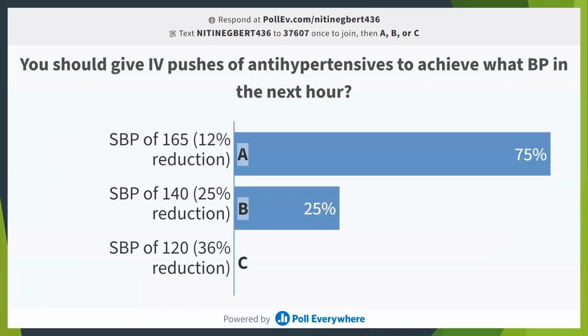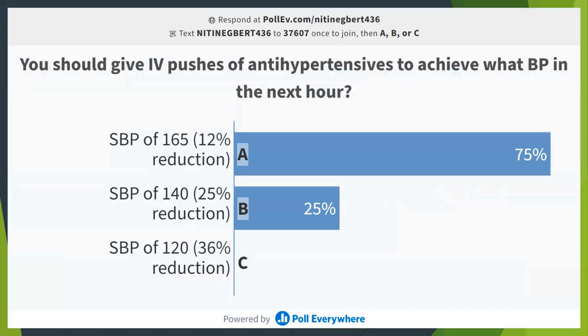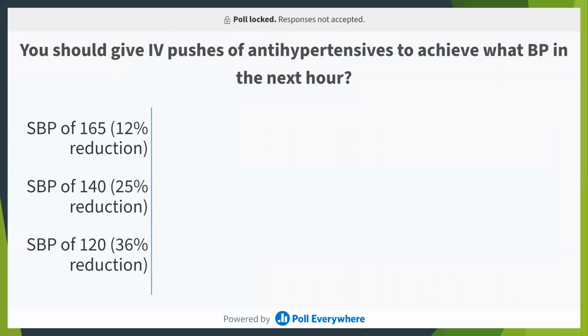We've got most people answering with A, and that's the correct answer: a 12% reduction, somewhere between 10 to 20%. And that's what our goal is going to be in the first hour. Good. Very good, guys.